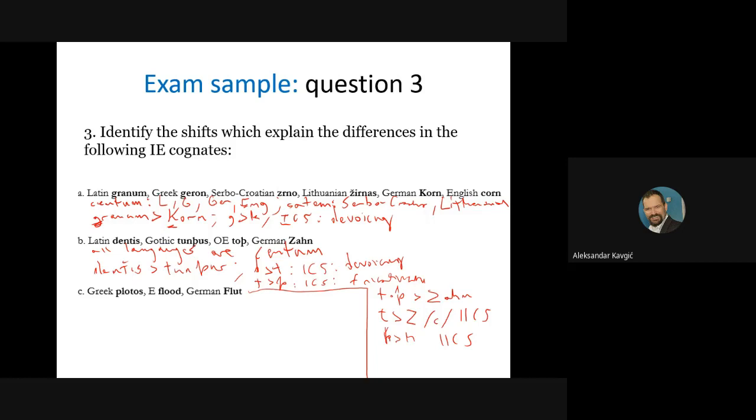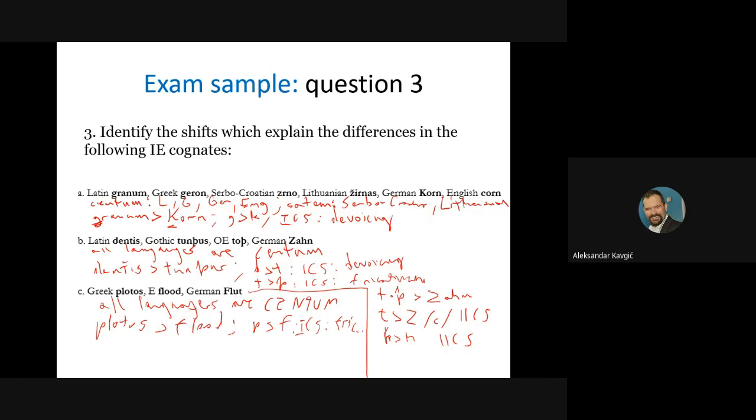And in the last one, again, you write all languages. Sorry about my spelling, but you can guess what it says here. All languages are Centum. And then you just focus on, let's say, plotos and flood. And then you say p into f. That's fricativization, right? Oh, sorry, not fricativization, it's fricativization.